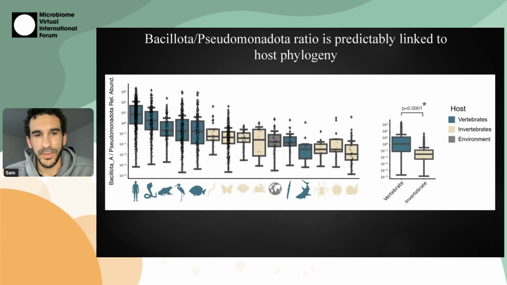And so we do think that there is this sort of biologically governing rule, if you will, about animal gut microbiomes across the tree of life. This ratio seems to be a reliable biomarker to predict if something is a vertebrate, an invertebrate, or an environmental sample. So we think that could be useful for researchers going into the future.